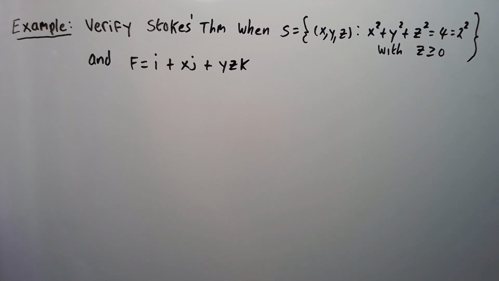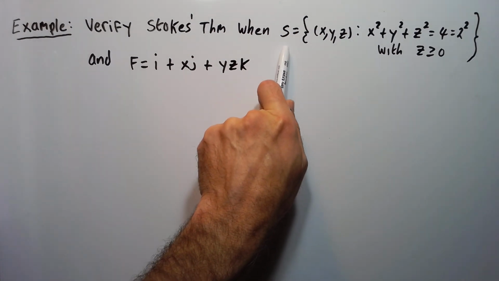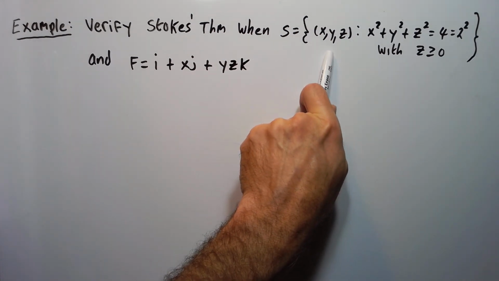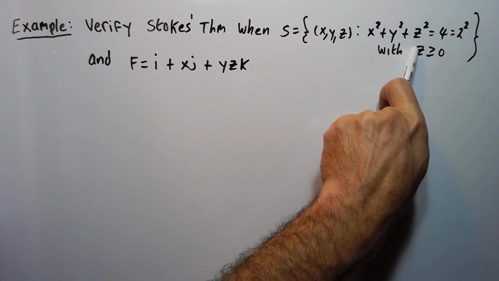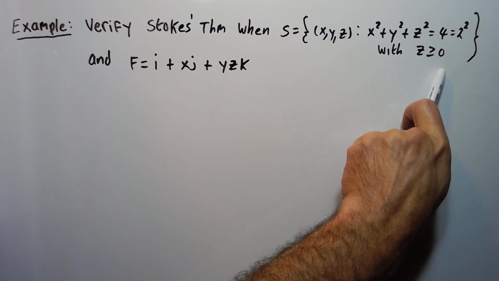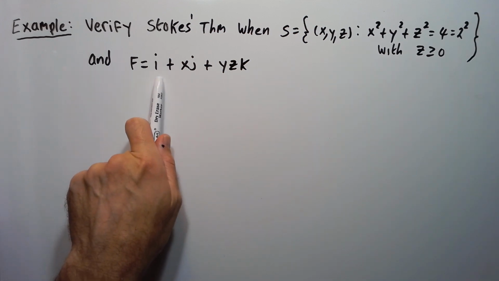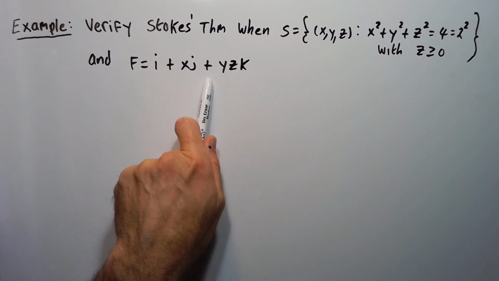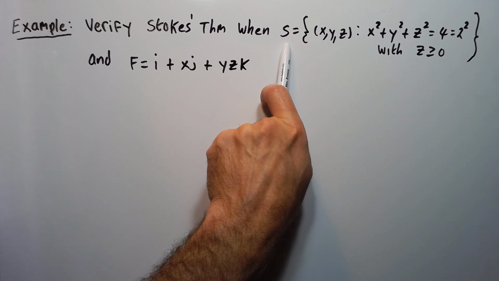Okay, so let's do another example. It says verify Stokes' theorem when S, the surface, is the set of x, y, z with the condition that x squared plus y squared plus z squared equals 4 and z is greater than or equal to 0. And our F function here is i plus xj plus yzk. So let's first graph this surface here.